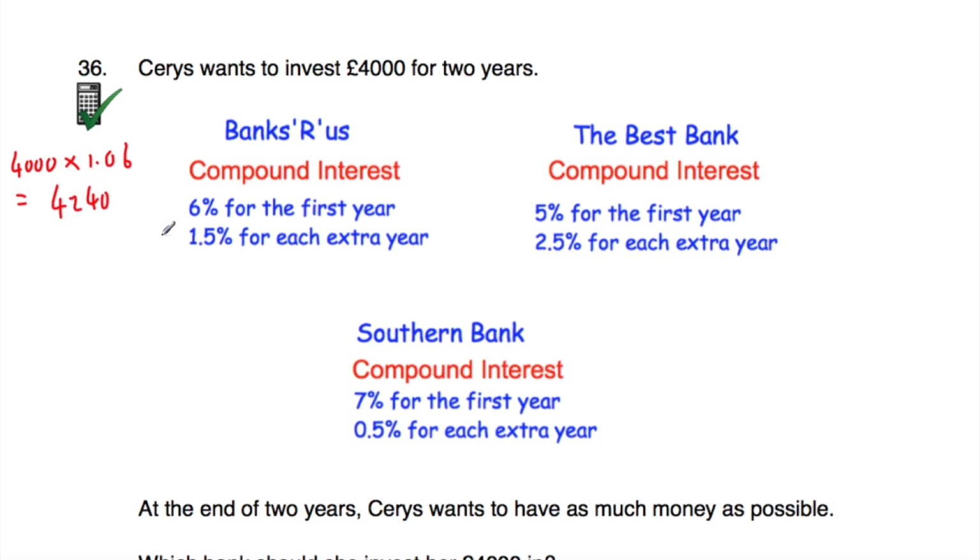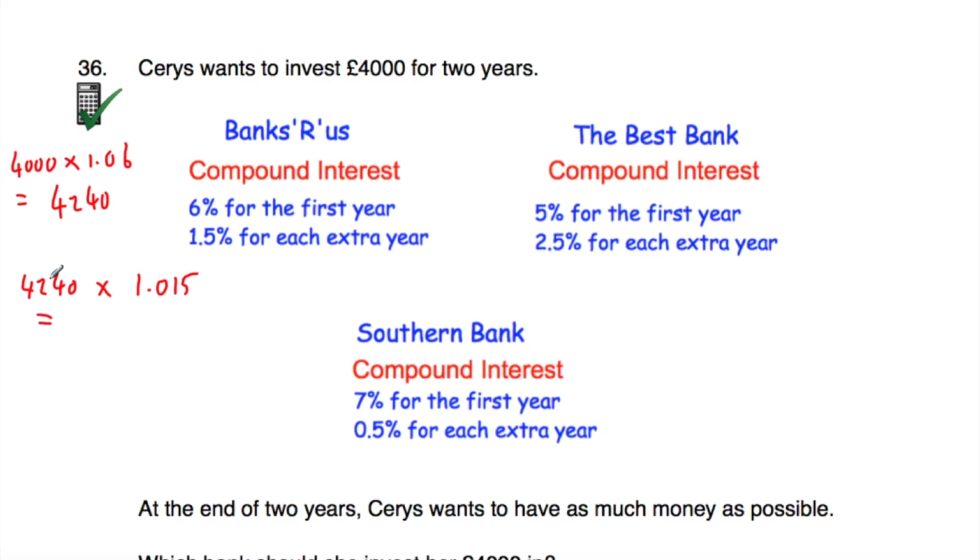So that's how much money Kirsty would have in the bank after the first year. And then it says that Banks R Us pay 1.5% interest for each extra year. Because it's compound interest, we're now going to increase this amount, the £4,240, by 1.5%. So we take the £4,240 and multiply by, now if we want to increase by 1.5%, the multiplier will be 1.015, because if you've got 100% to begin with and you increase it by 1.5%, you'd have 101.5%, and as a decimal that's 1.015.